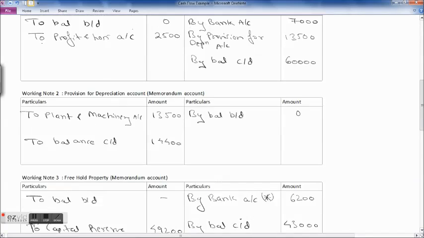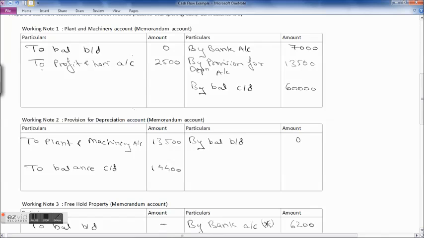Okay, so plant and machinery and provision for depreciation account. So plant and machinery, what is the total here? Total here is 80,500. Here the total is 8,500 less 2,500. So 78,000 is a balancing figure. Okay, so there were some additions to plant and machinery. So to bank account, purchases of plant and machinery is 78,000.